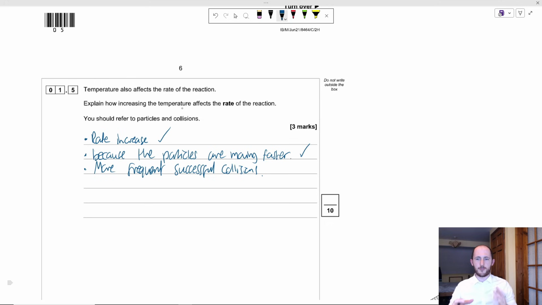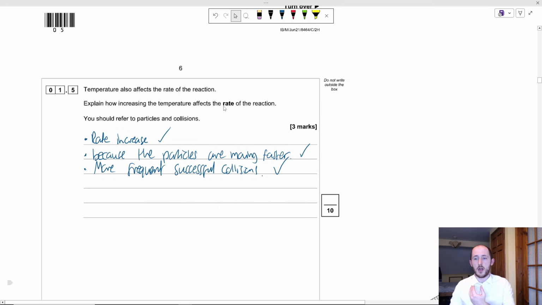Which I prefer. I've always written it like that even when I did my GCSEs because it combines 2 points. So sometimes you see more frequent collisions and also they're more likely to be successful collisions. Successful being a reaction happens. I prefer to just write more frequent successful collisions. It's always given. It's all good, okay? You can also say something like more particles are higher than the activation energy, but I prefer this because it makes sense. So let's think about the other ones now.